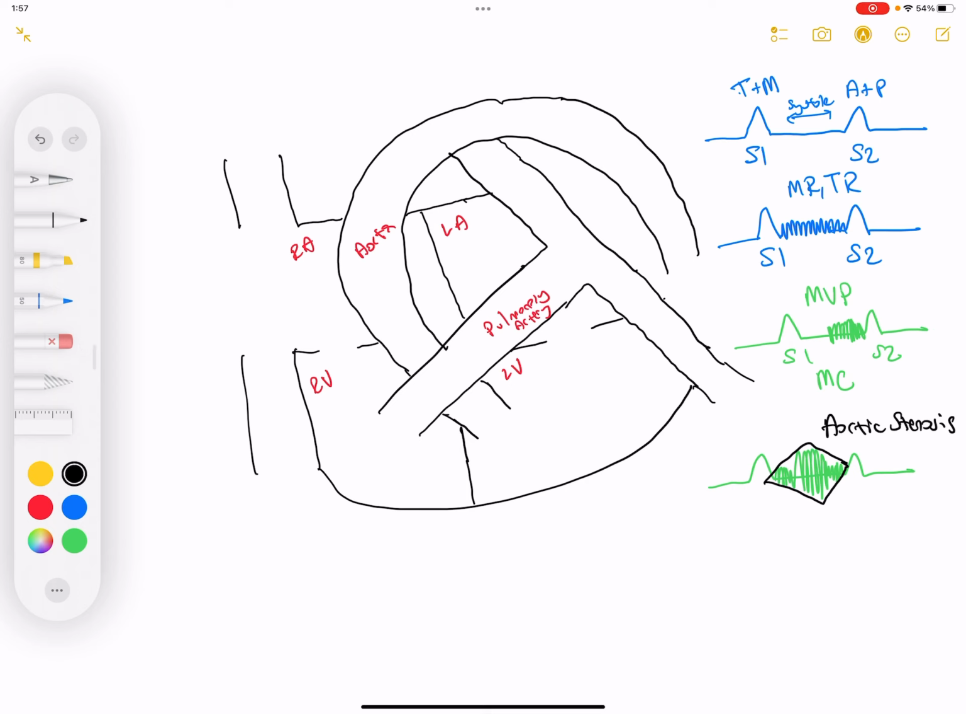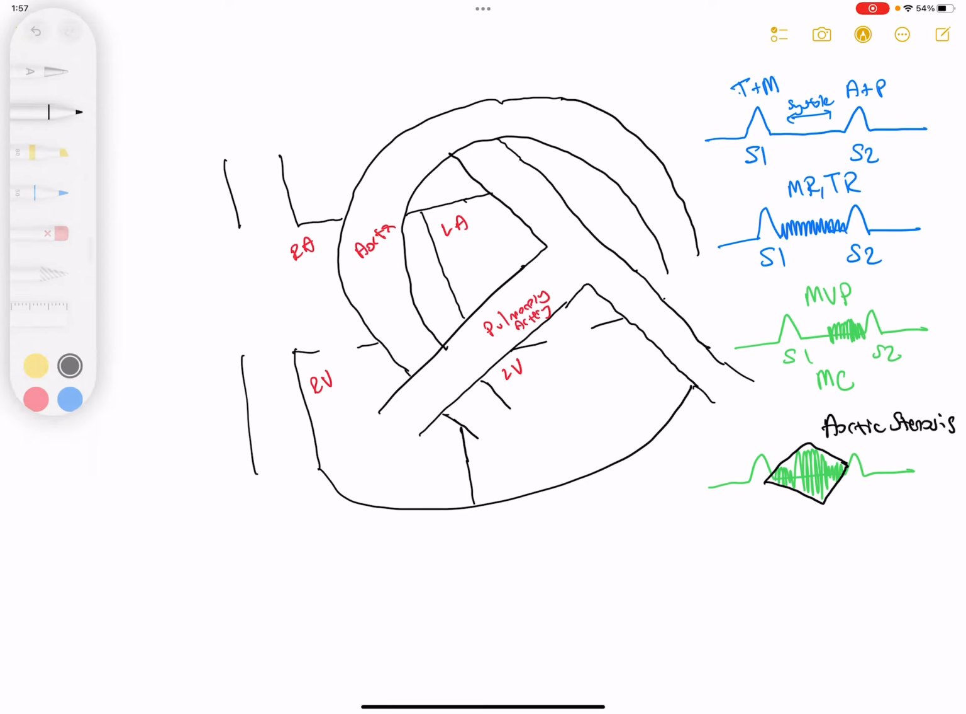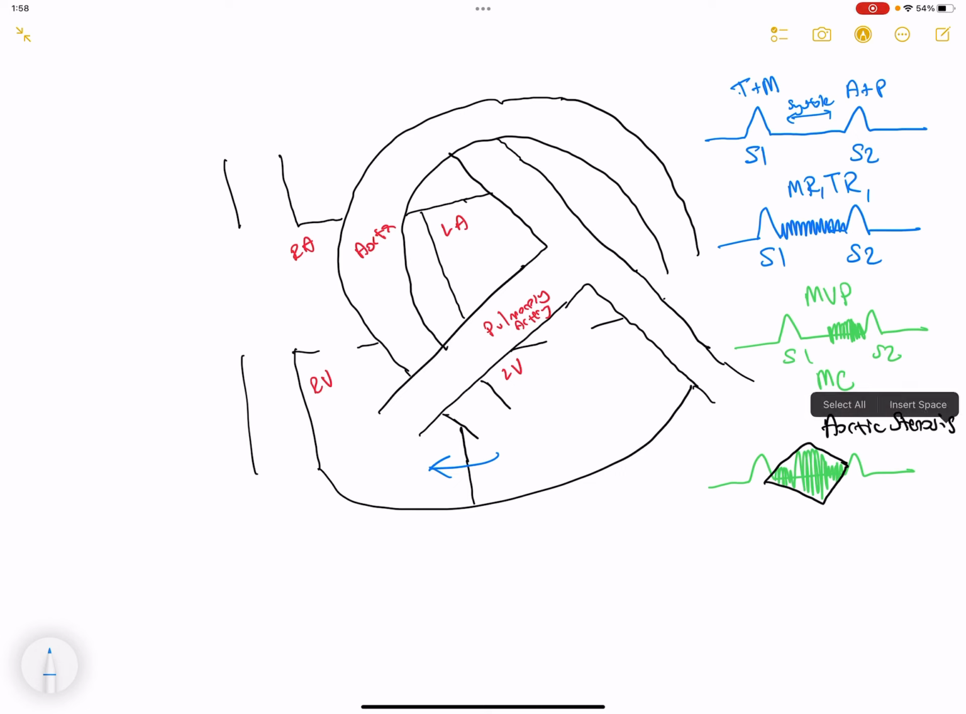Now let's talk about ventricular septal defect. Ventricular septal defect is going to occur when blood coming in from the left ventricle is going to flow into the right ventricle. And this occurs during systole, and the noise on the wavelength form that it is going to make is just like we see with mitral regurgitation and tricuspid regurgitation. So it is going to have a very similar appearance.